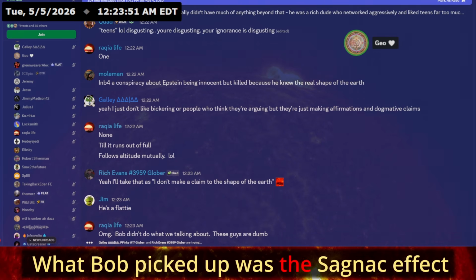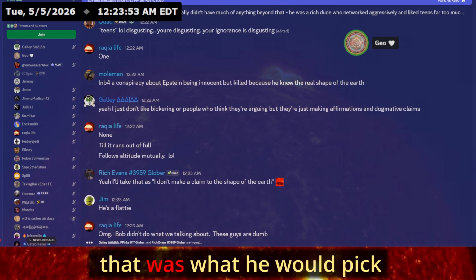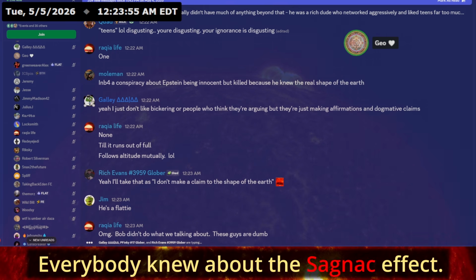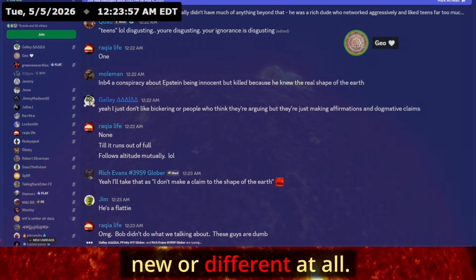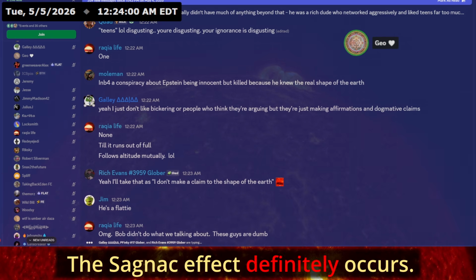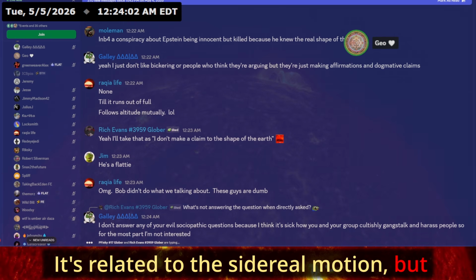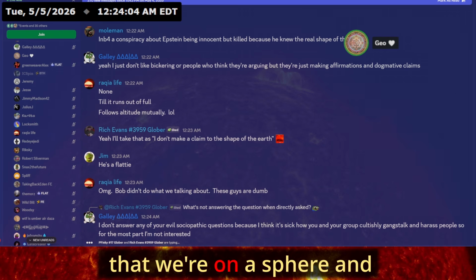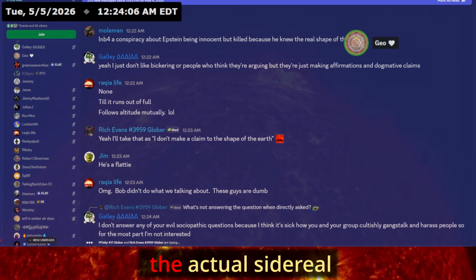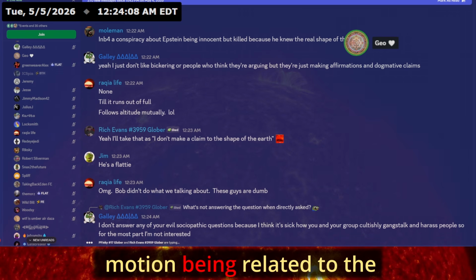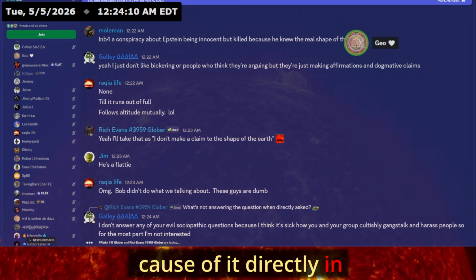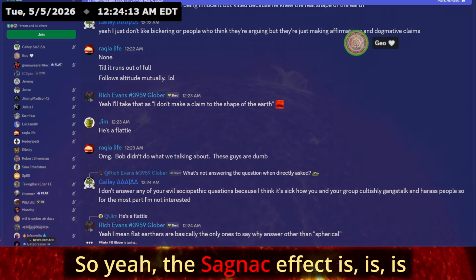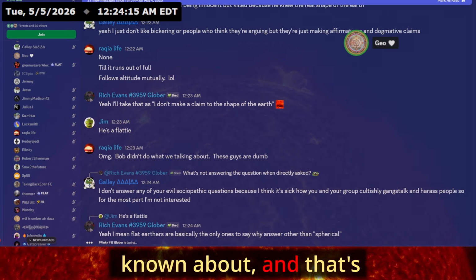What Bob picked up was the Sagnac effect, and he already knew that was what he would pick up. Everybody knew about the Sagnac effect. That wasn't anything new or different at all. The Sagnac effect definitely occurs. It's related to the sidereal motion, but the globe interprets that we're on a sphere, and that's why those stars are moving, versus the actual sidereal motion being directly related to the cause in terms of a stationary Earth. So yeah, the Sagnac effect is known about, and that's a whole separate topic.